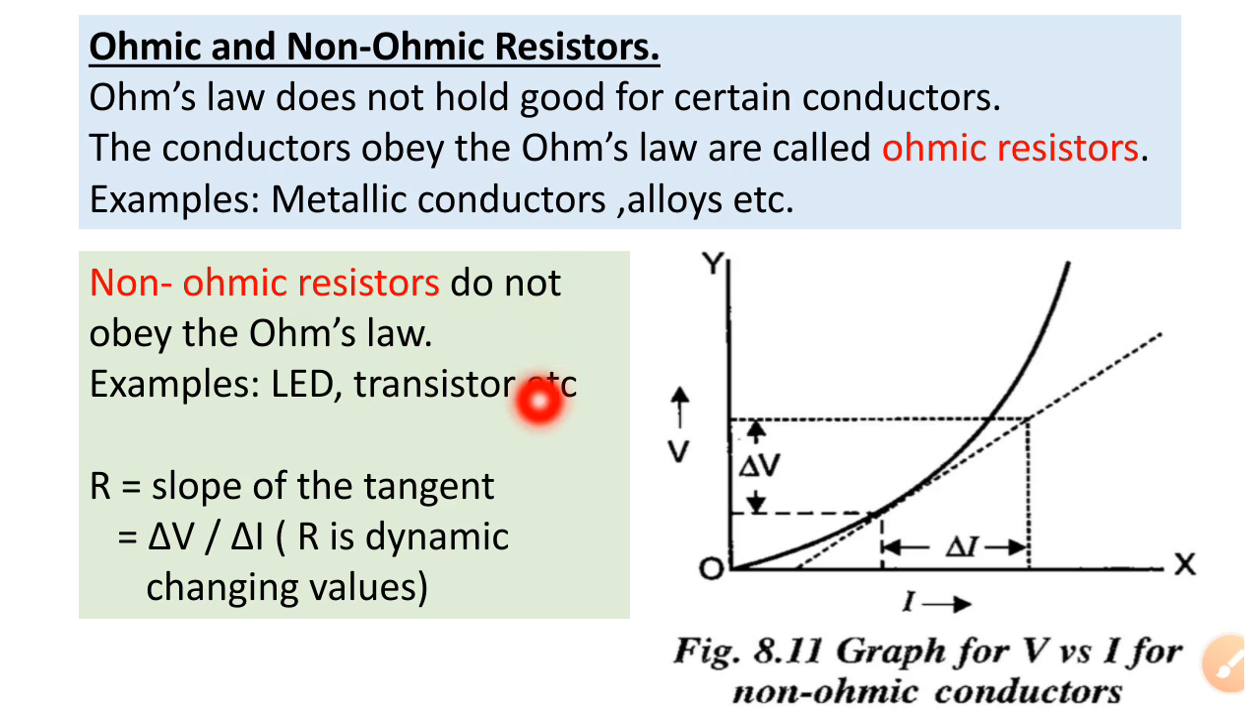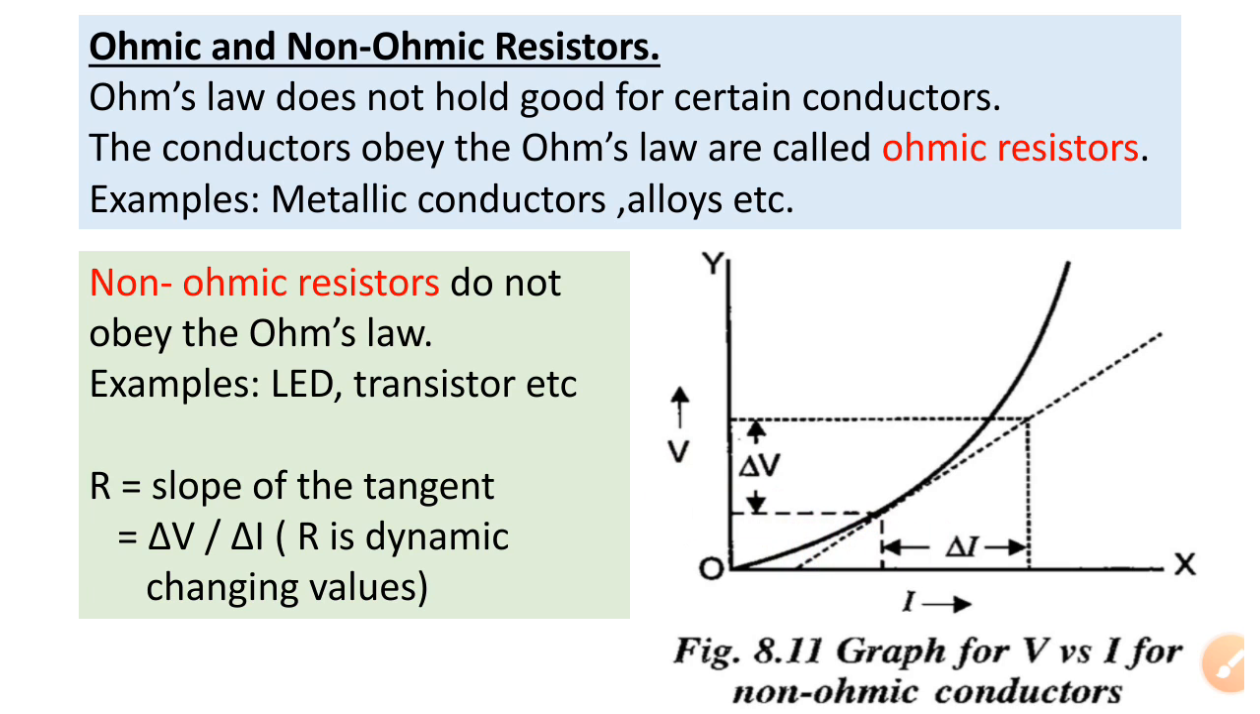Here you can see for the non-ohmic conductor or non-ohmic resistor, we have the graph like that. Here the variation of V and I is not uniform. See, it is represented with a curved line. That means V is not directly proportional to I. Okay, V is changing, and at that rate I is not changing.